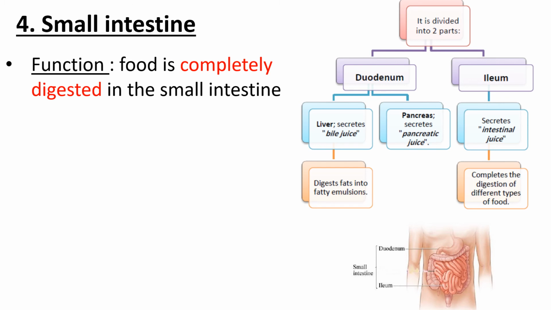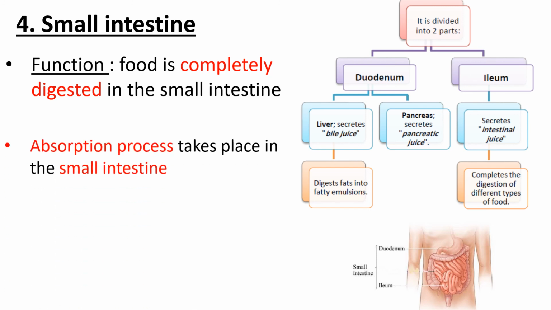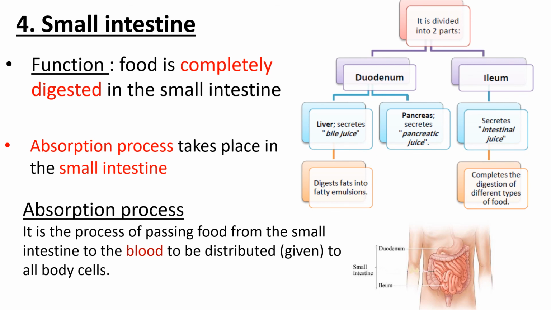And as we said before, the digestive system's function is to digest and absorb food, so the absorption process takes place in the small intestine. What do we mean by the absorption process? It's the process of passing food from the small intestine to the blood to be distributed to all body cells.